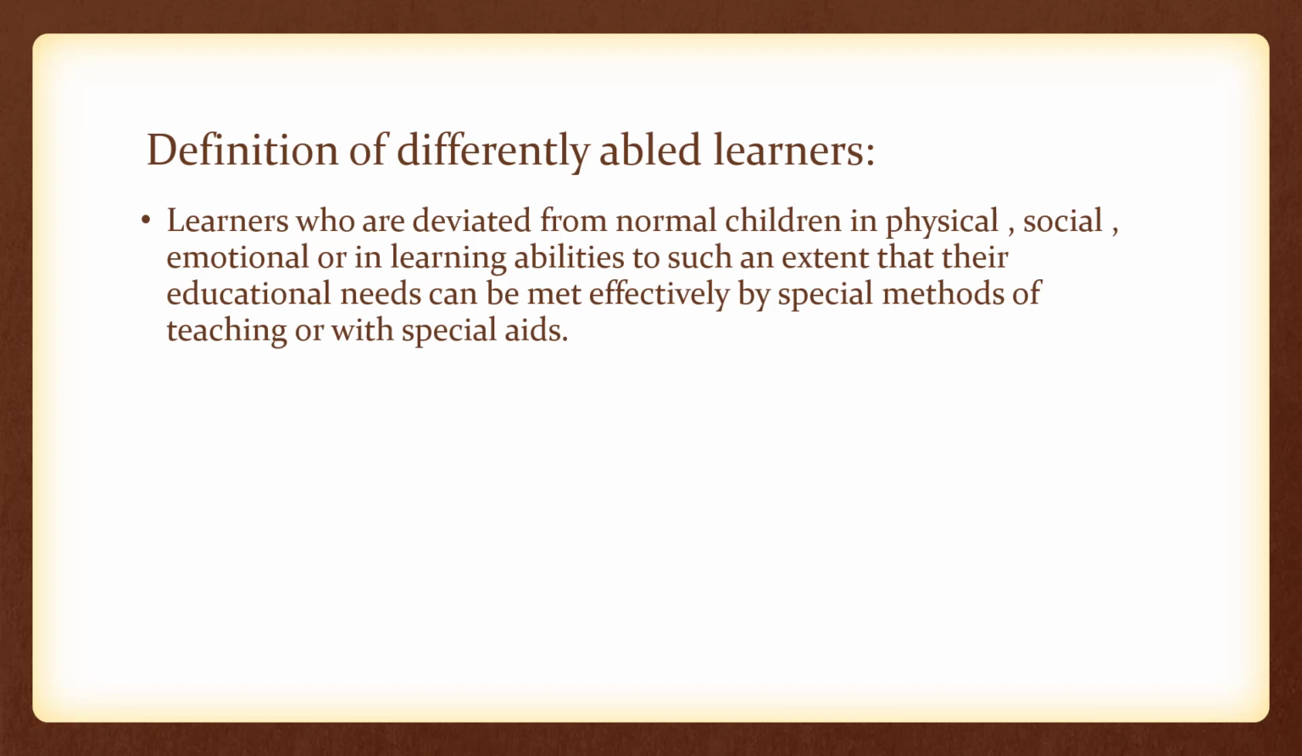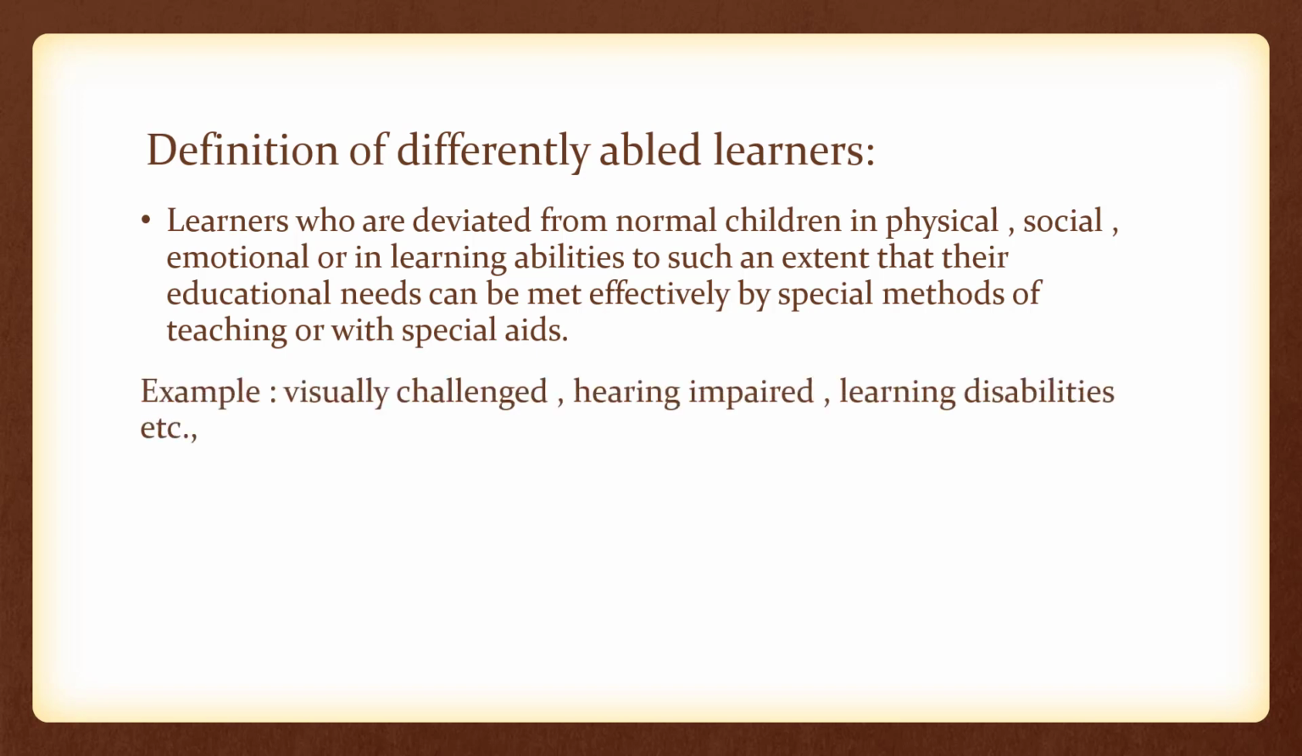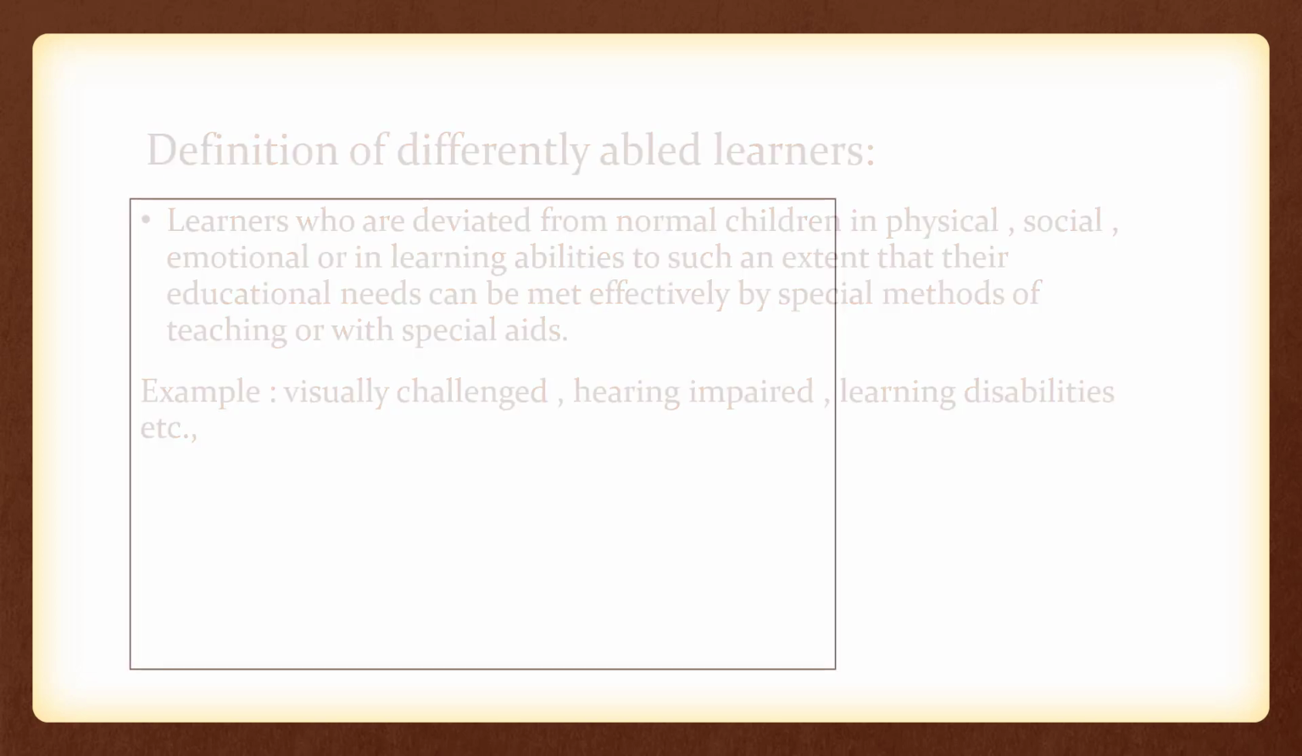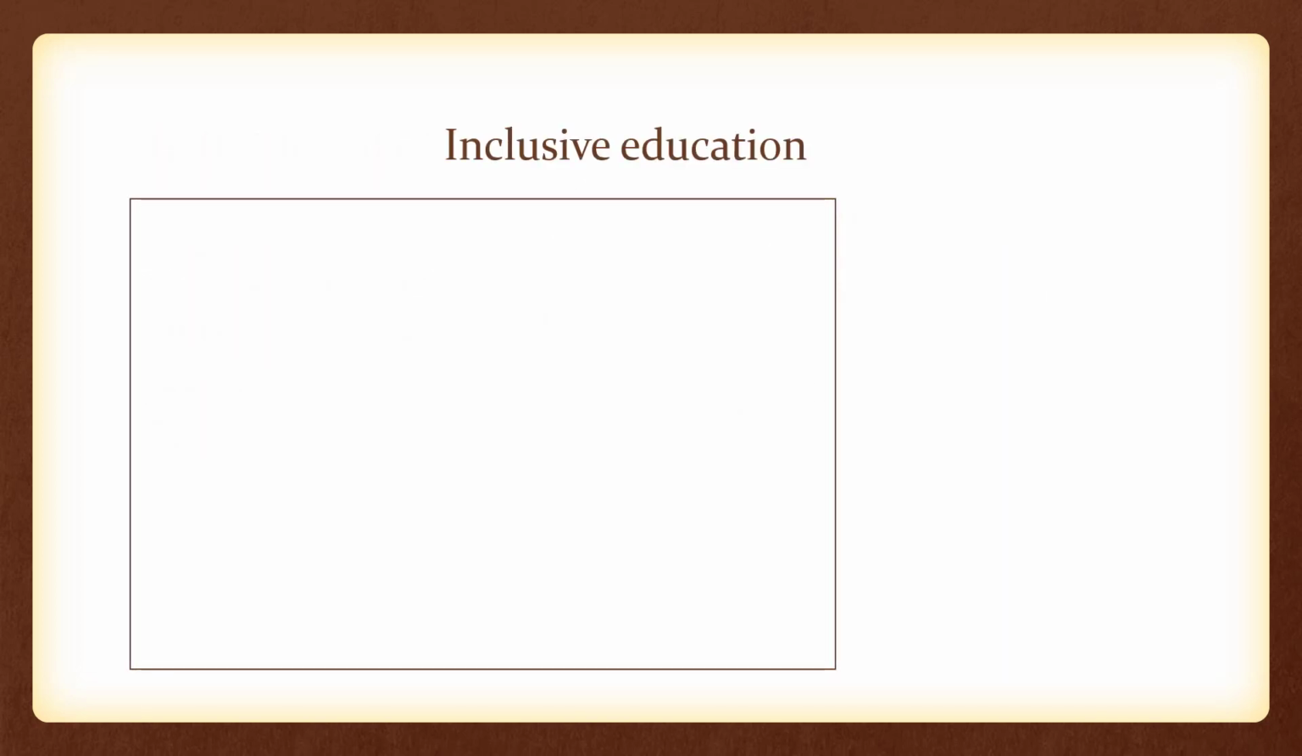So, the learner who is deviated from normal children, deviated in the sense who is different from the normal child in aspects like physical, social, emotional, and learning abilities, and these people who require special educators and even special learning aids are known as differently abled learners. Examples here include visually challenged, hearing impaired, learning disabilities, etc.